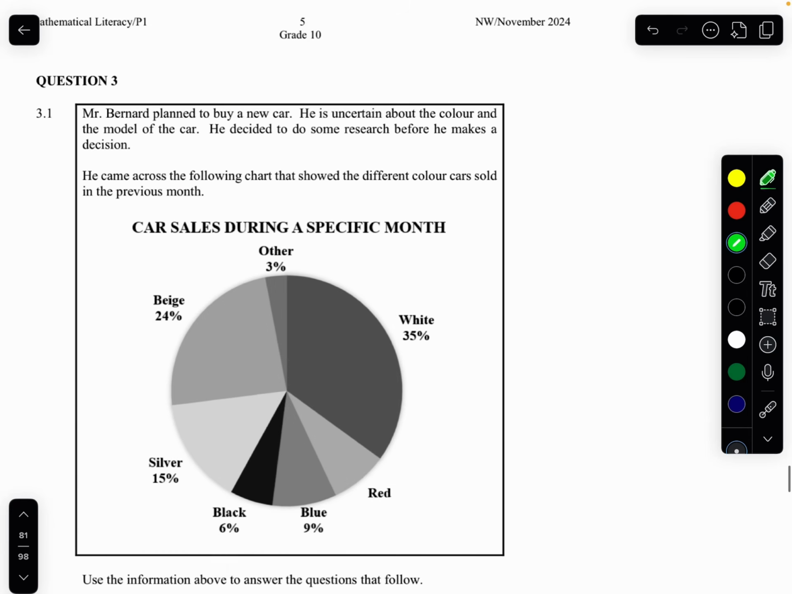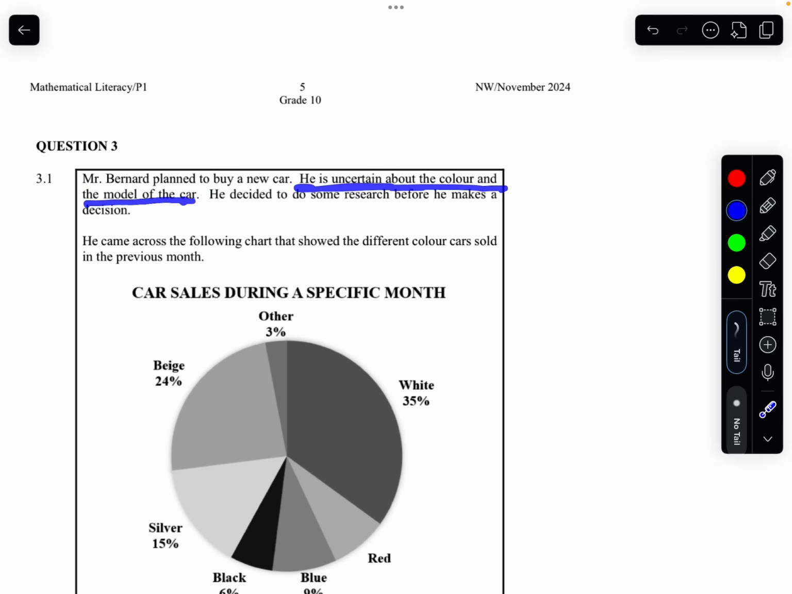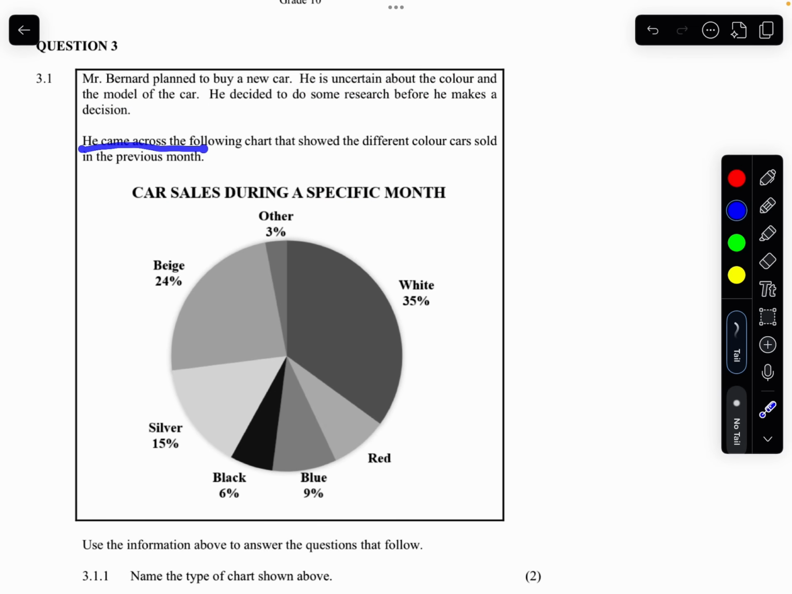Question 3. It says Mr. Bernard planned to buy a new car. He's uncertain about the color and the model of the car. He decides to do some research before he makes a decision, right? He came across the following charts that show the colors of cars sold in the previous month.